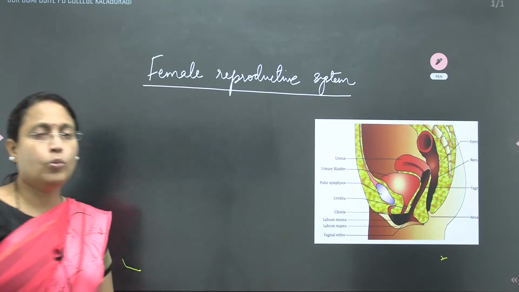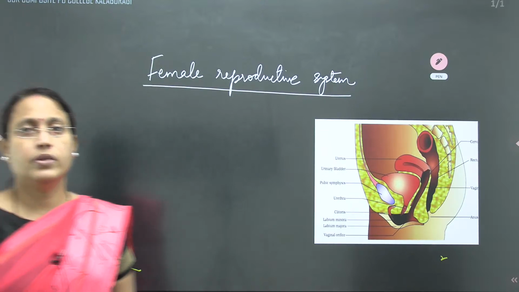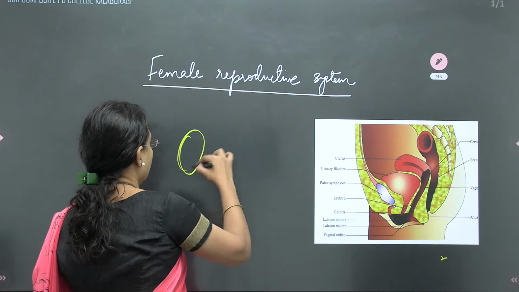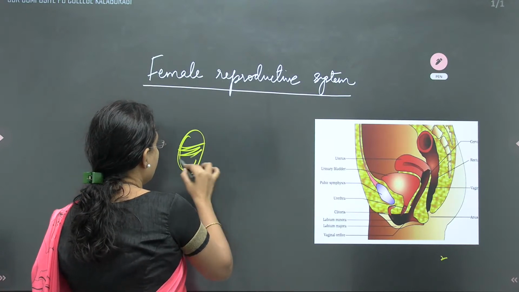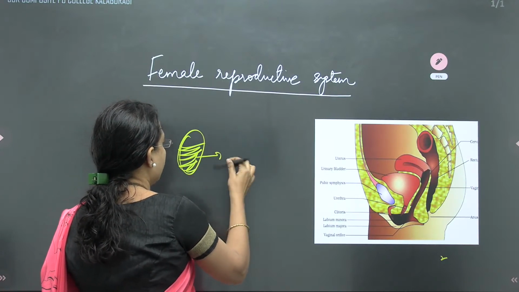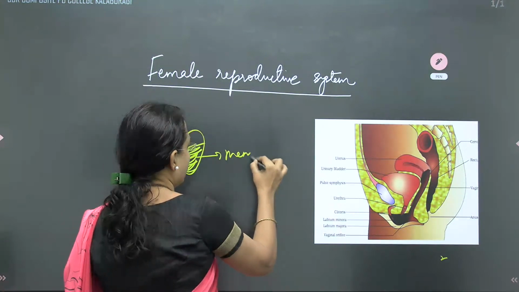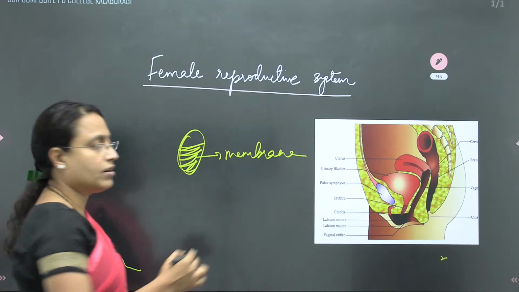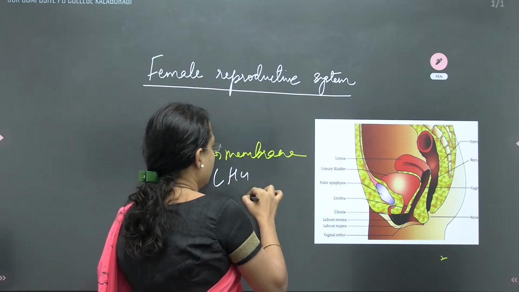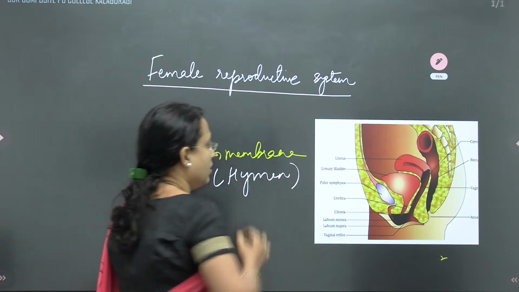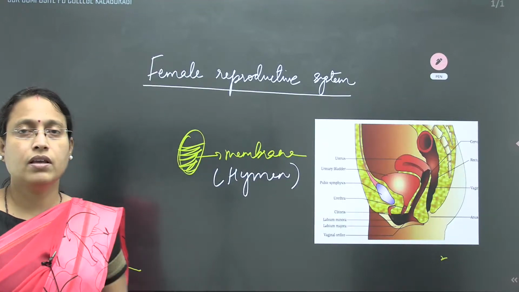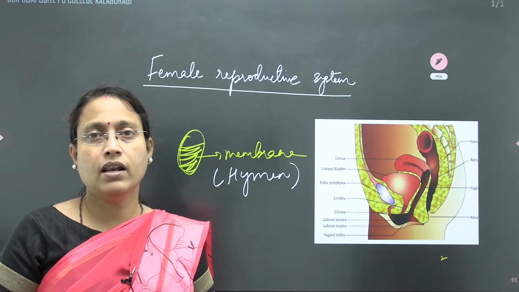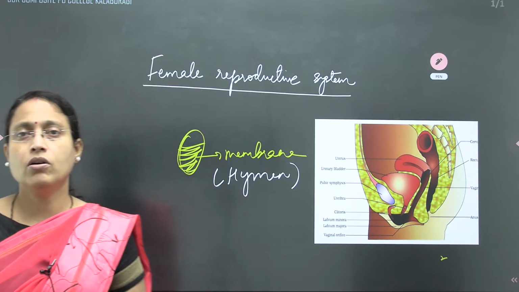See, the opening of the vagina will be partially covered with a membrane here. This membrane has a term and that's called hymen. So it partially covers the vaginal opening, also called the vaginal orifice. Opening is called orifice.